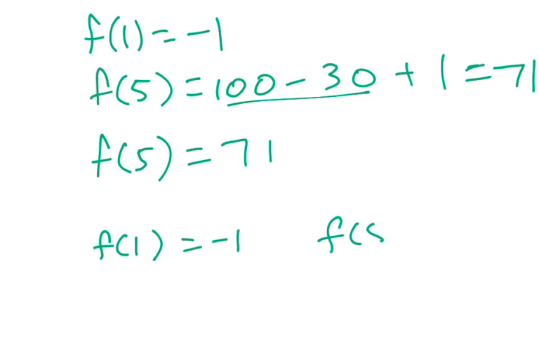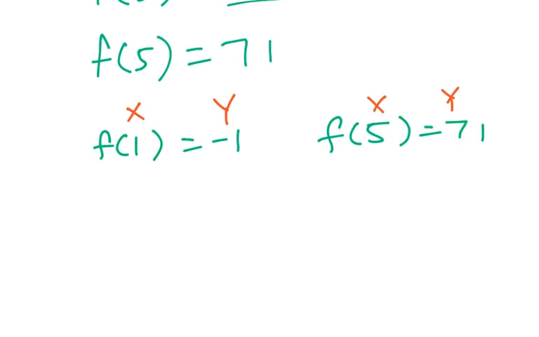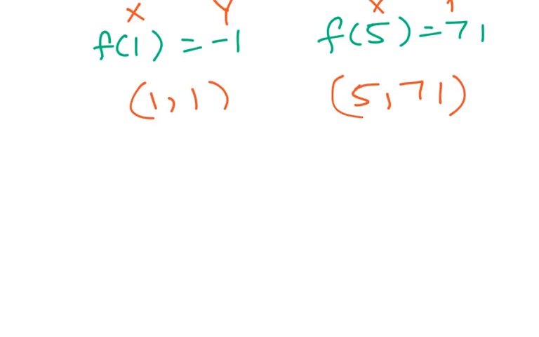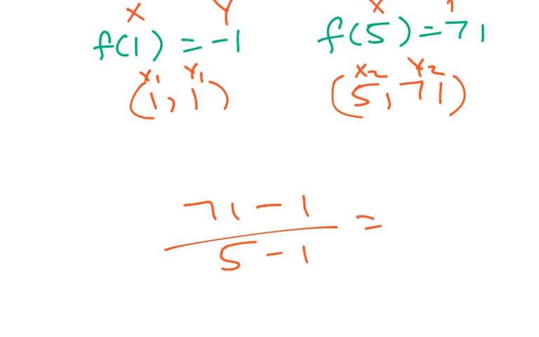So if you're asking me for the slope, realize that when I say f of 1 equals negative 1 and f of 5 is equal to 71, this is x and this is y, this is x and this is y. So I'm giving you two coordinates. I'm giving you 1, negative 1 and 5, 71. So the slope would be, we'll call this x1, y1, x2, y2. The slope is going to be 71 minus negative 1 over 5 minus 1. So this is 72 over 4.